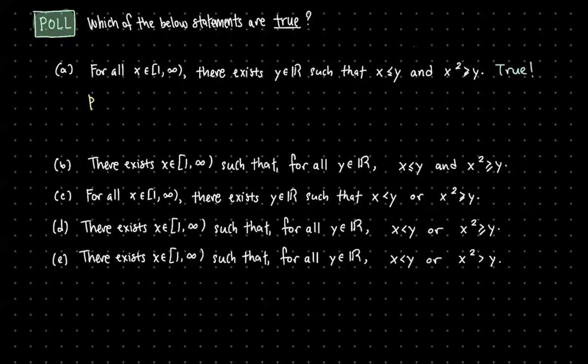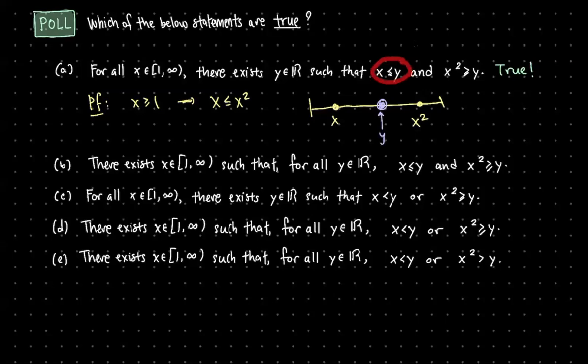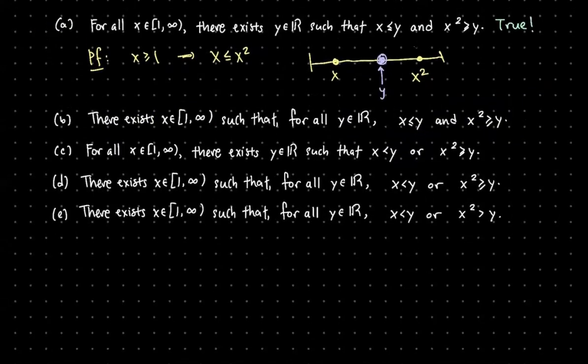Here's a proof sketch. If x is greater than or equal to 1, then if I draw a number line, x would be here, and then x squared would be bigger. x squared is always bigger than or equal to x, so x is less than or equal to x squared. Say x is here and x squared is here, then I can pick any number in between, and that's my y. Then x would be less than or equal to y, and y would be less than or equal to x squared. So this is a true statement. Just visually, you can see it. You can think about how to rigorously prove it.